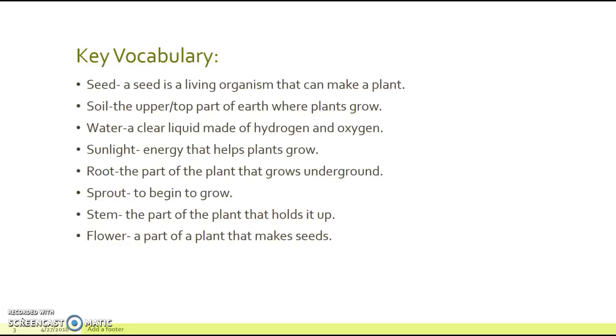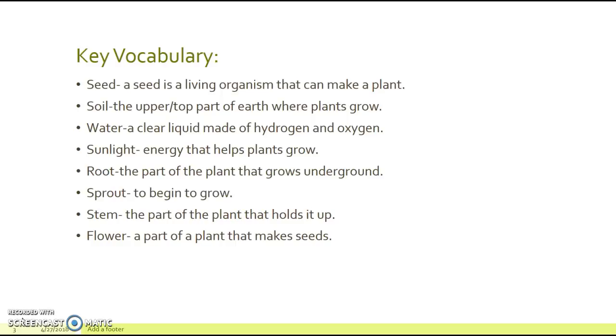Root, the part of the plant that grows underground. It's the part that we can't see. Sprout, to begin to grow. So when something sprouts, it is beginning to grow.